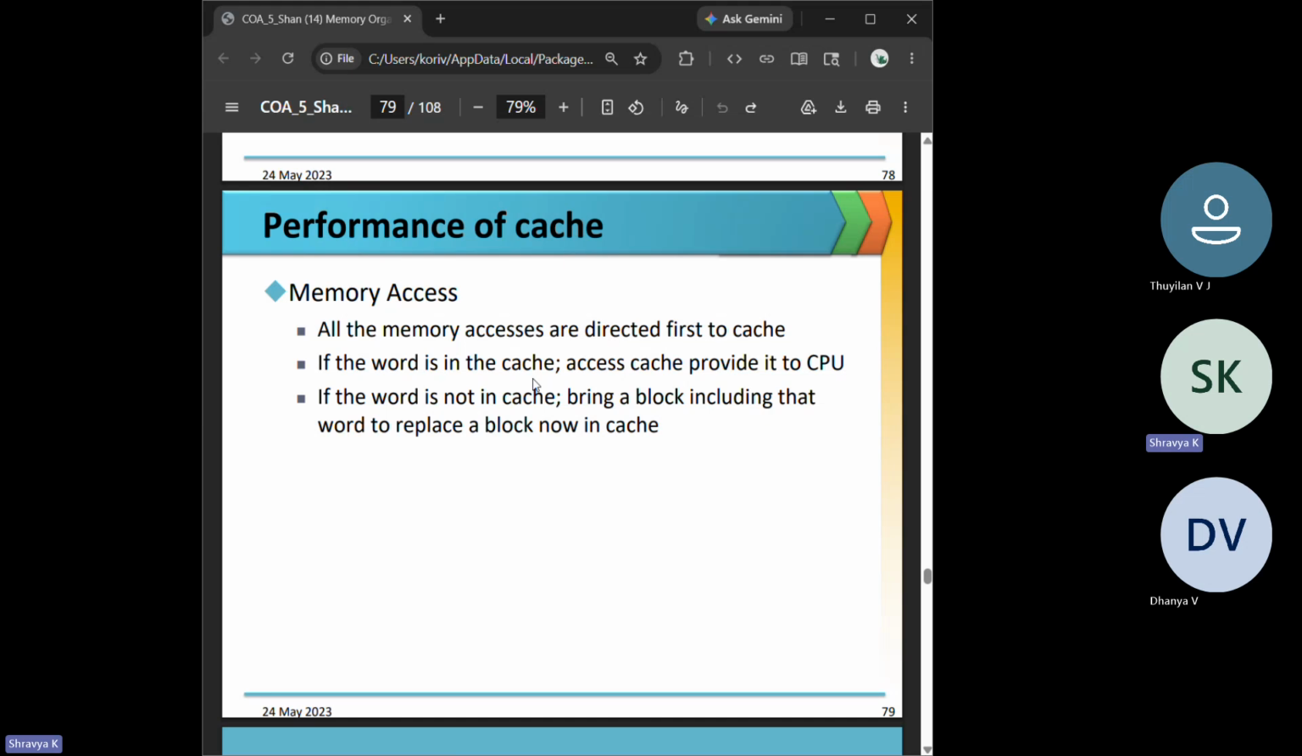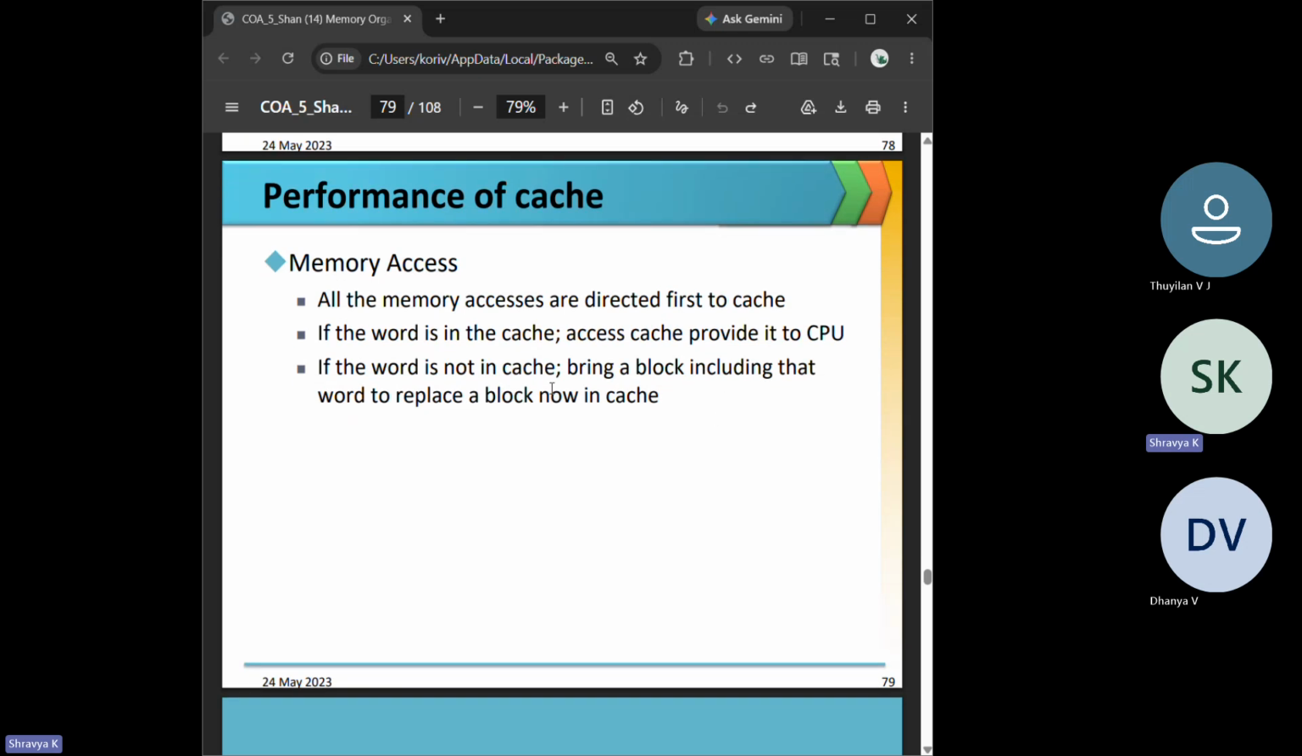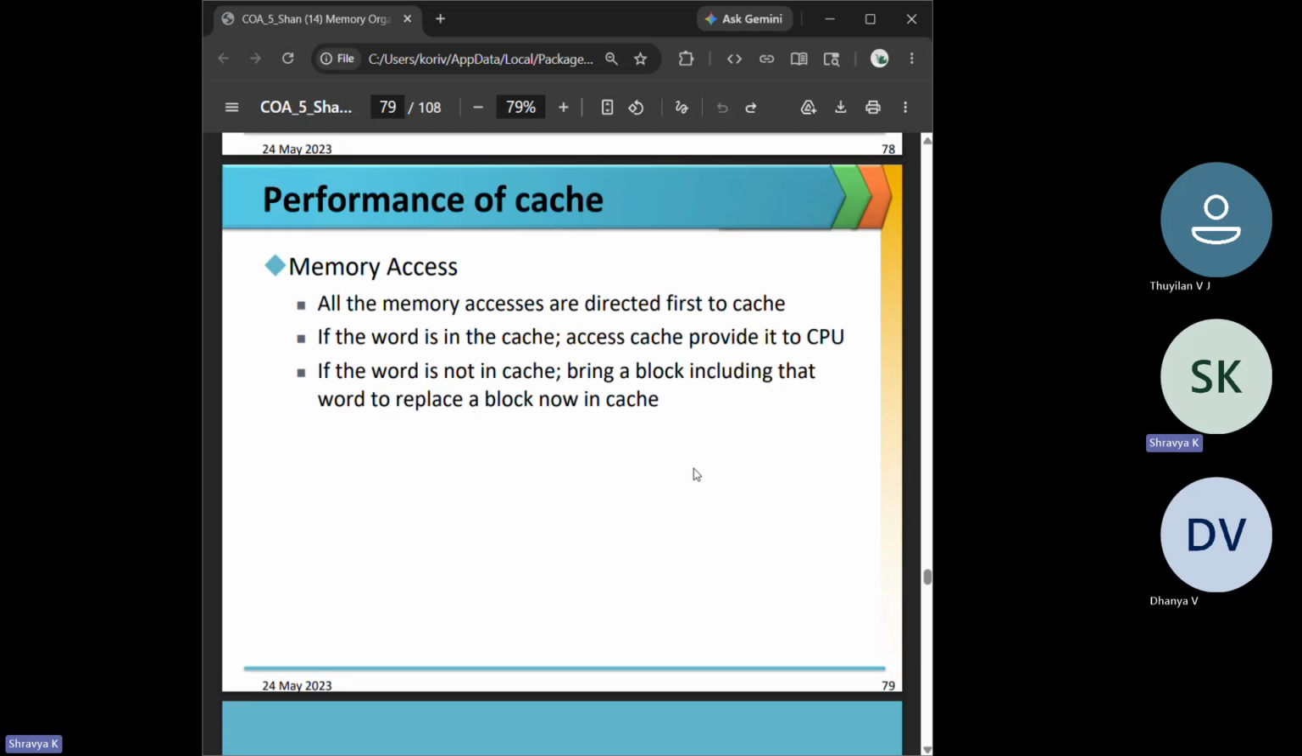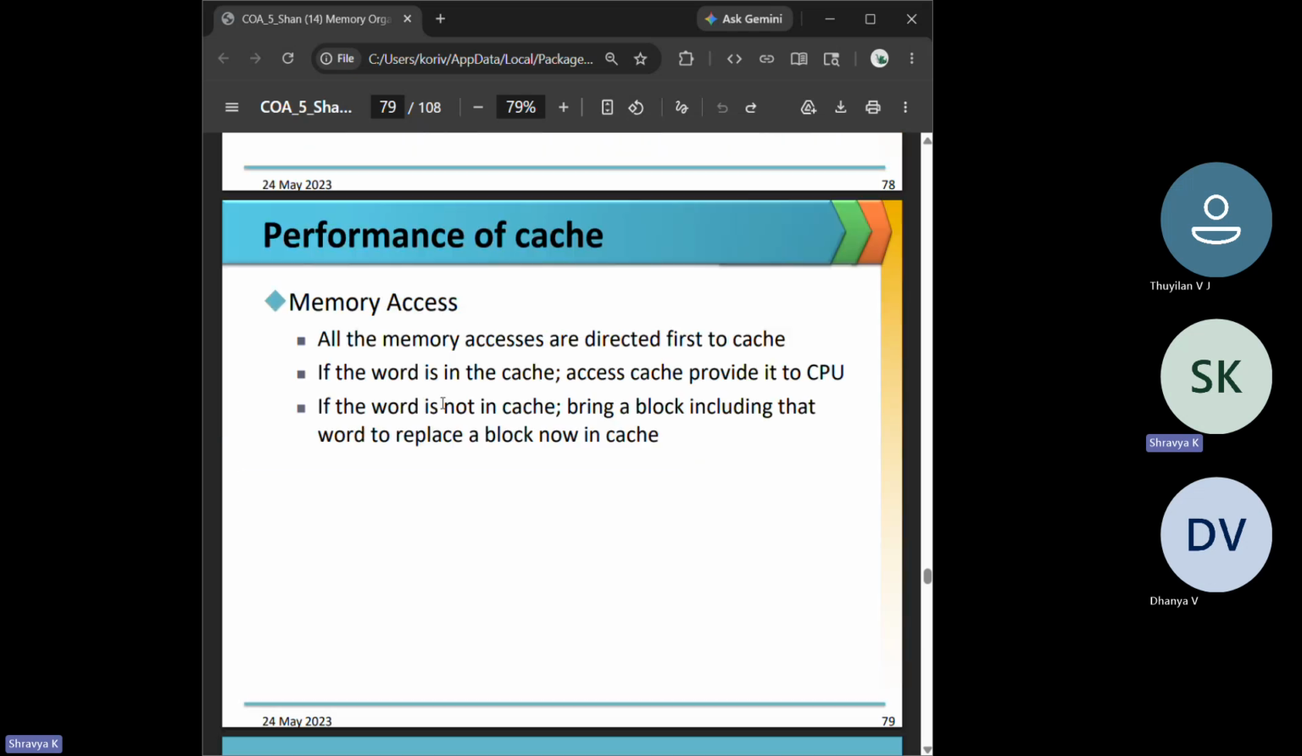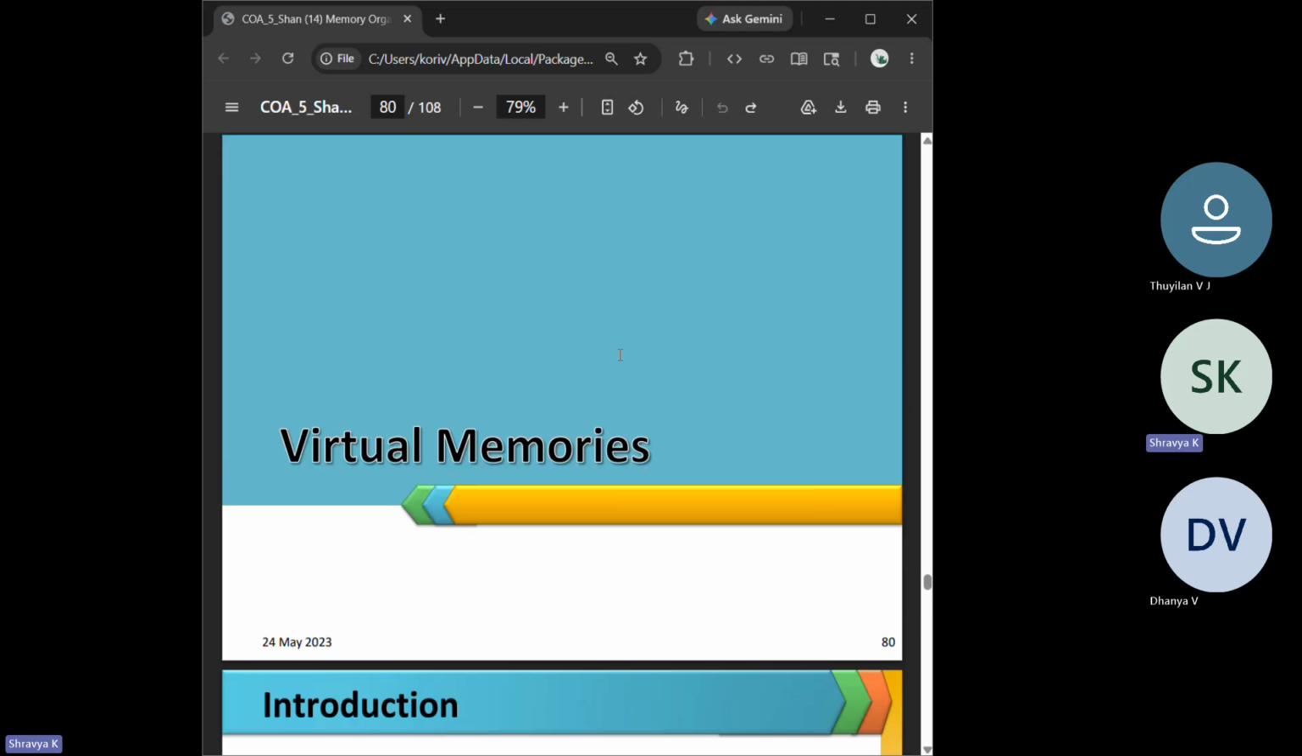All the memory accesses are first directed to the cache, or specifically the L1 cache. If there's a miss there, you check in the L2 cache. If the word is in the cache, then you just access the cache and provide it to the CPU. But if the word is not in the cache, you need to bring the block including the word, to replace a block in the cache, from the main memory to the cache. That is what you need to do to enhance the performance of the cache, right?